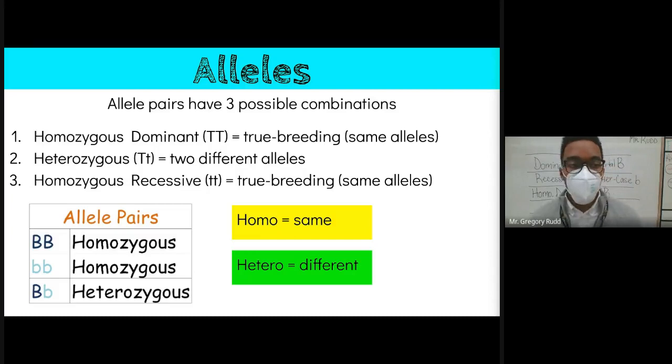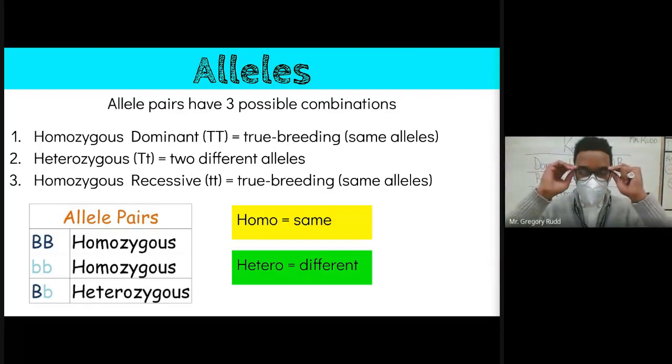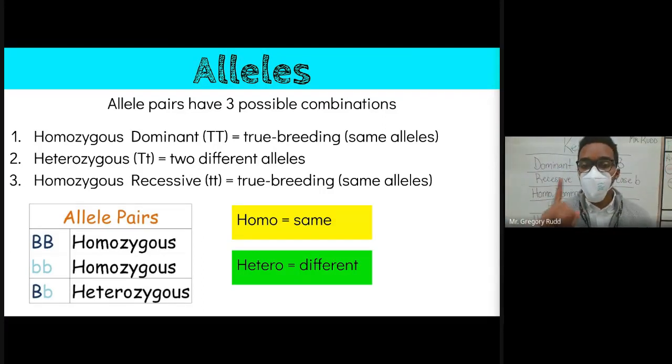Synonym for homozygous is true breeding. True breeding also means homozygous, or it could also mean purebred. That just means that you only have one type of allele. You either have two dominant alleles or you have two recessive alleles. That's what we mean when we say true breeding.